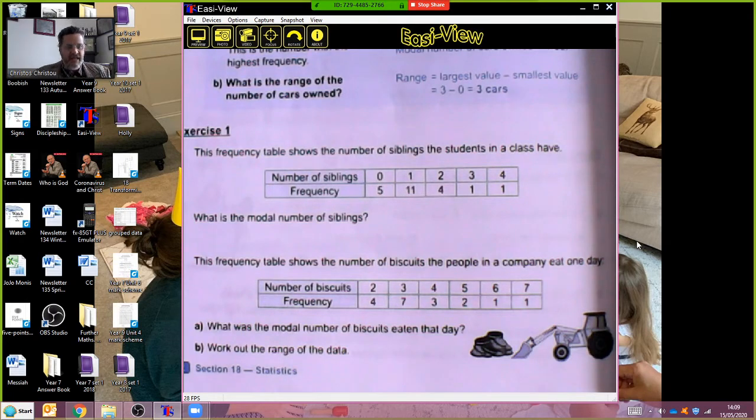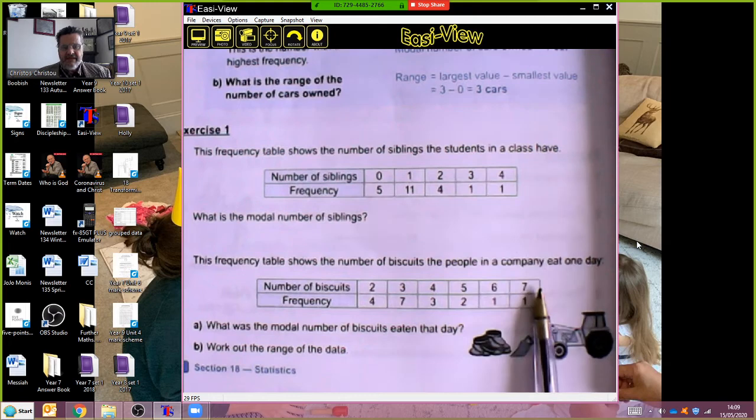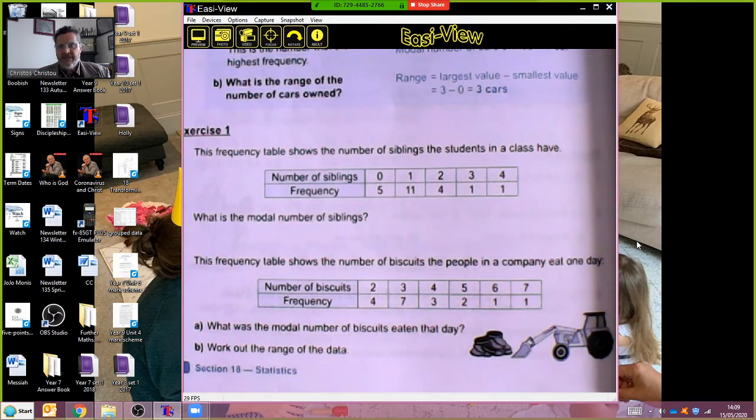It's about biscuits. It's not a frequency of 7 take away frequency of 1. Makes no sense. The range of biscuits is from 2 up to 7. So 7 is the max, 2 is the minimum. And that's a range of 5 biscuits. Very easy. Thanks. Very good.